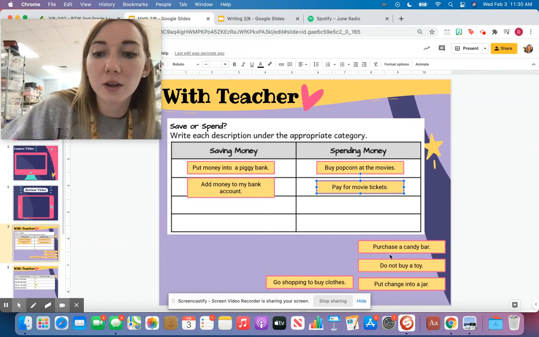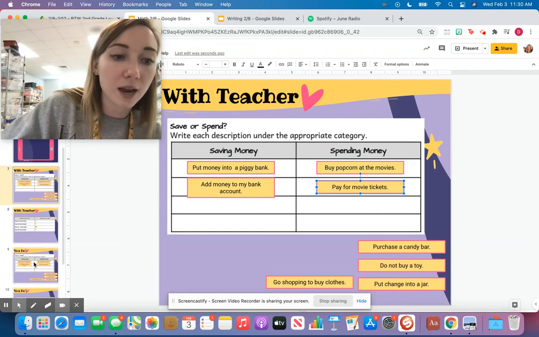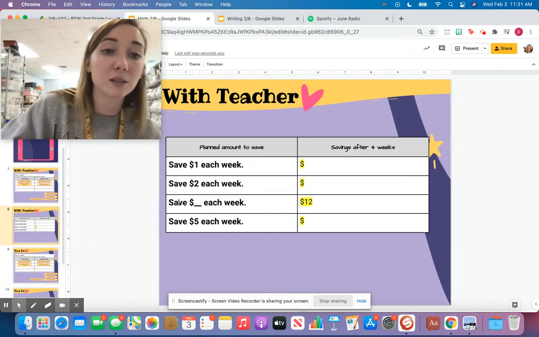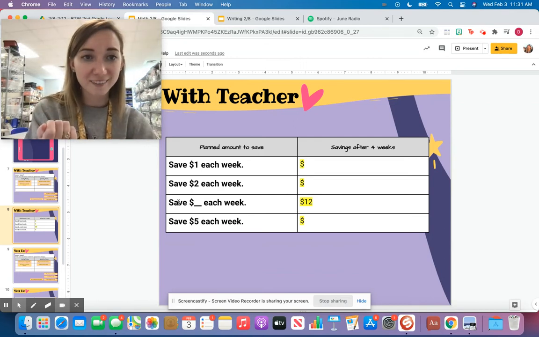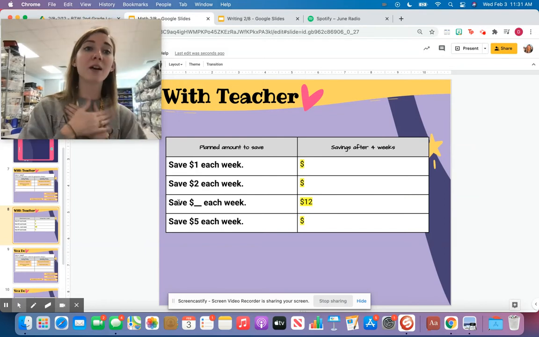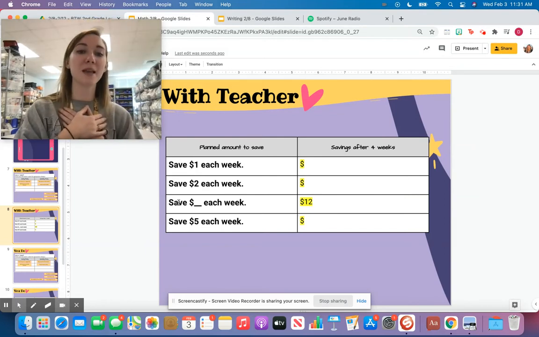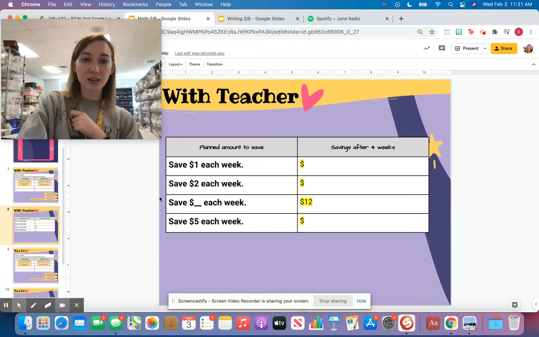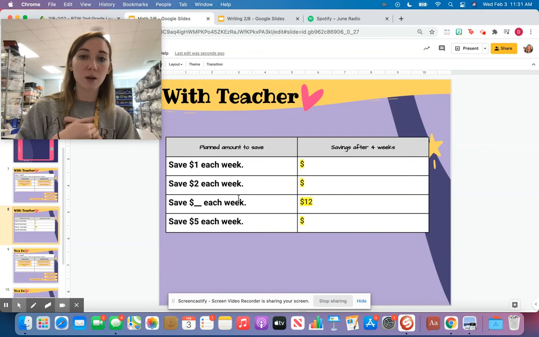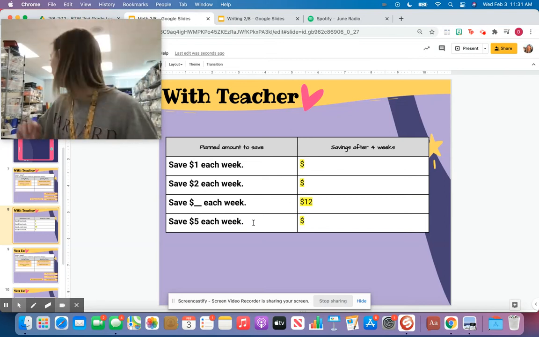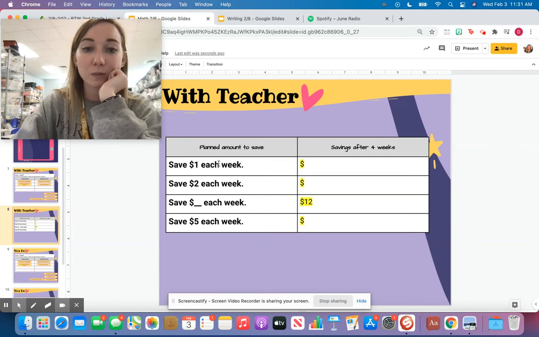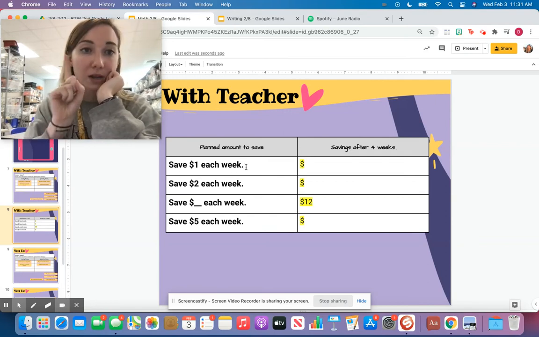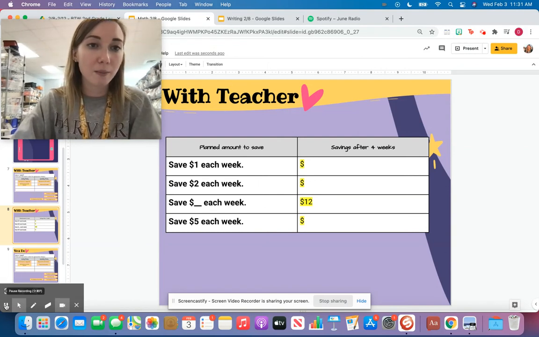So you guys are going to do the other 4 by yourself on the you do slide. But we are going to do one more little practice when we talk about saving. Remember, saving is giving your money, trading it for stuff, right? No, saving is when you keep that money, okay? So there's a few questions here. I'm going to do the first and the third to show you how we can solve these problems. And then you guys are going to answer the second and the fourth on your own. So save, it says planned amount to save, and then how much we saved after 1 week. So if we plan to save $1 a week, I'm actually going to pause and get my whiteboard out.